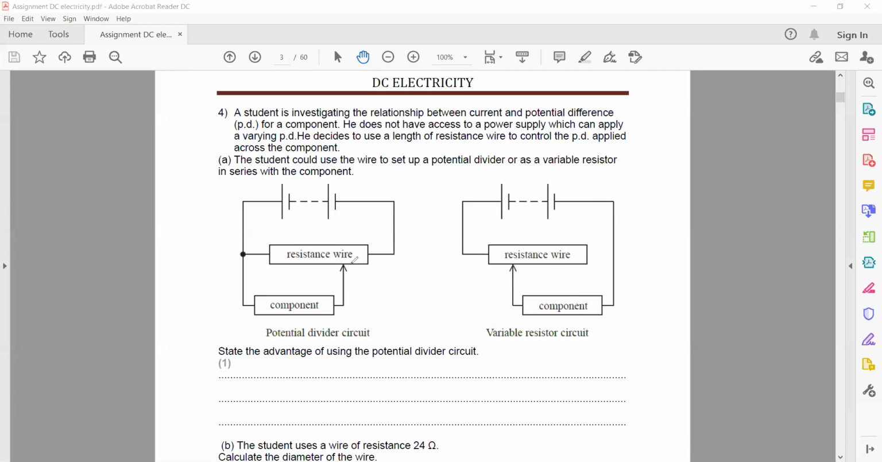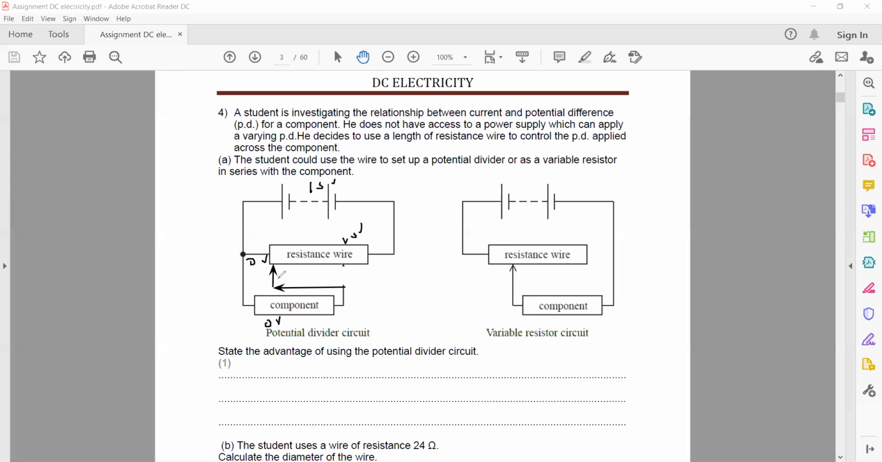But in a potential divider circuit, if this is a 10-volt supply, the voltage will divide between the components, so if the contact is exactly at the center, it is 5 volts and 5 volts. But if I move the sliding contact to the other side, all 10 volts will be across the other part, and 0 volts across the component, as it is parallel to that part.